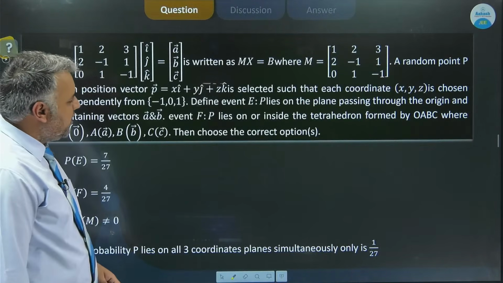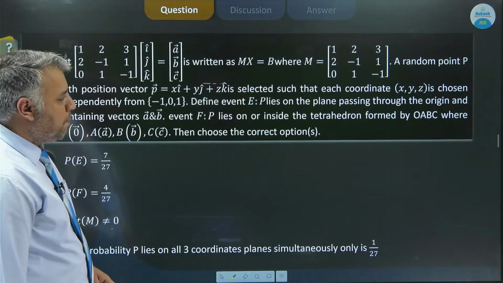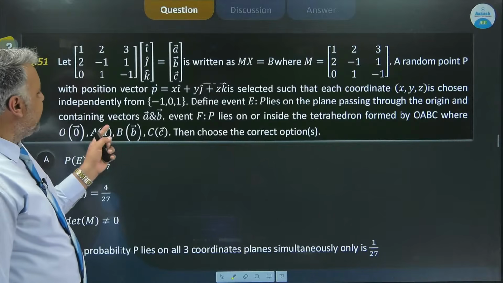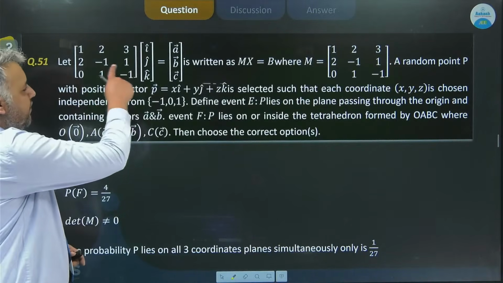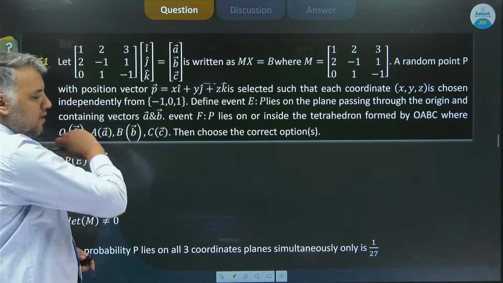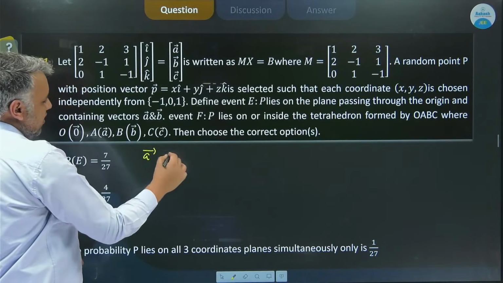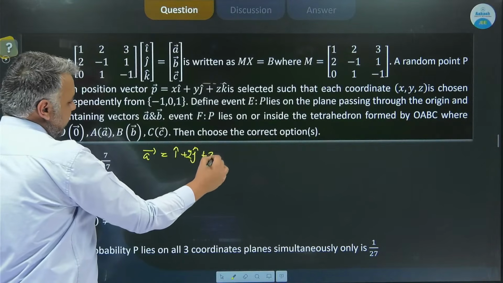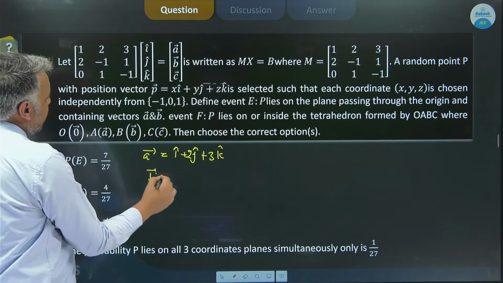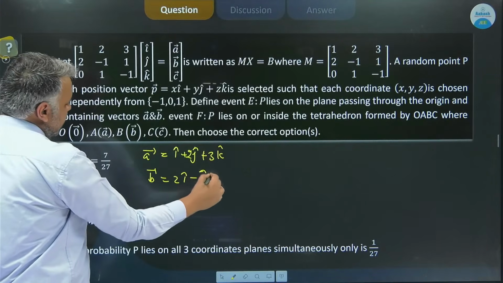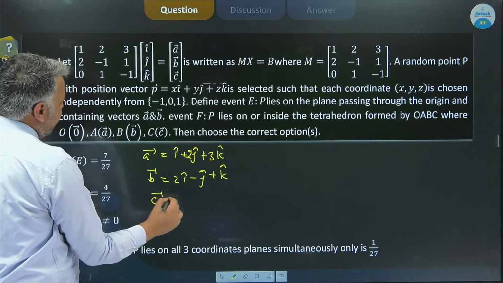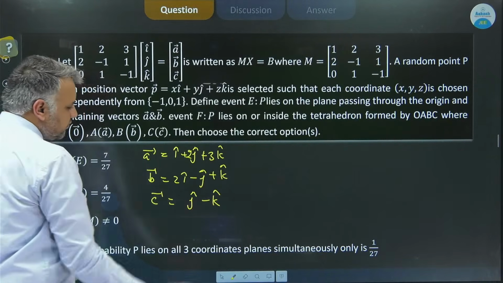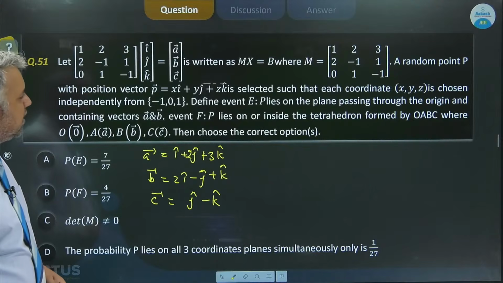Now we define an event E that P lies on the plane passing through the origin and containing the vectors A and B. So from here, if we compare the vectors A, B, C, so A vector will be i cap plus 2j cap plus 3k cap. B vector will be 2i cap minus j cap plus k cap, and C vector will be j cap minus k cap. These are three vectors A, B, C.